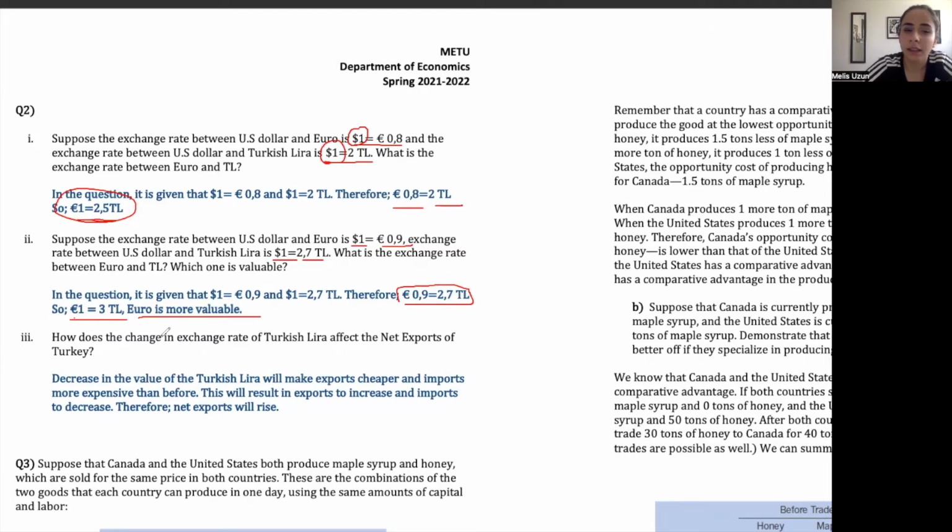How does the change in the exchange rate of Turkish lira affect the net exports of Turkey? If the value of the Turkish lira decreases, it makes exports cheaper and imports more expensive. So our exports will increase because foreigners want to buy from us because it is cheaper than in their own country. So our exports will increase and imports will decrease. That's why net exports will rise.